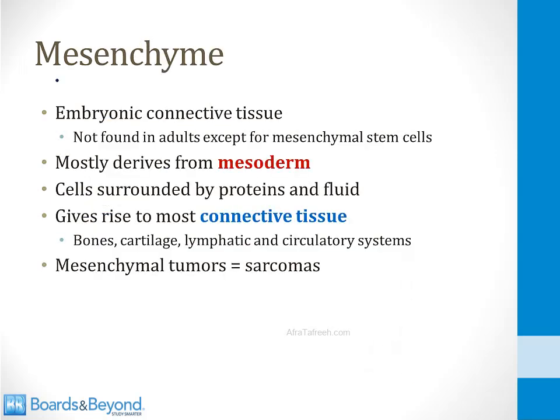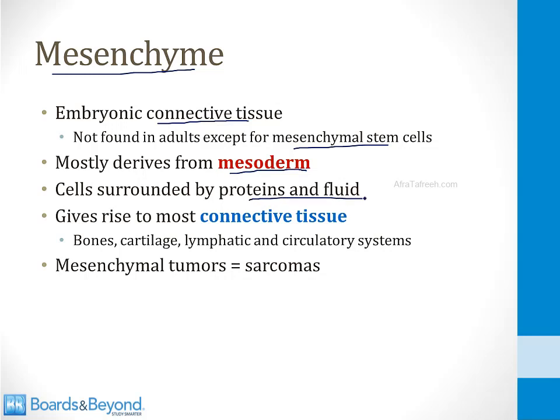Now you will read in your textbooks about an embryonic tissue type called the mesenchyme, so let's talk about what that is. Mesenchyme is the embryonic connective tissue. It exists only in the embryo. It is not found in adults except for mesenchymal stem cells. The mesenchyme mostly derives from mesoderm. In fact, it used to be believed it was all mesoderm. There are some exceptions to this general rule, but it's mostly mesoderm, and it consists of cells surrounded by proteins and fluid that serves as connective tissue in the embryo.